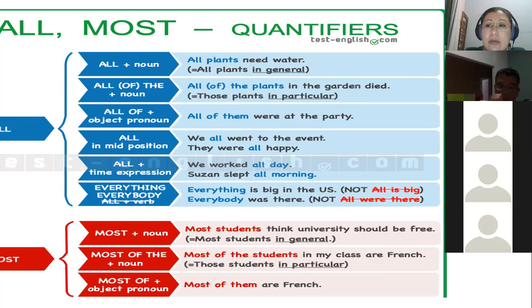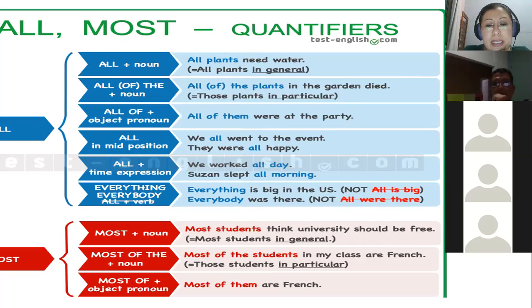Most, we use most plus noun for saying most students think university should be free. Es como la mayoría de estudiantes piensa que la universidad debería de ser libre. Most students in general. O sea, la mayoría de estudiantes, ¿verdad? Hablando de un grupo en general.